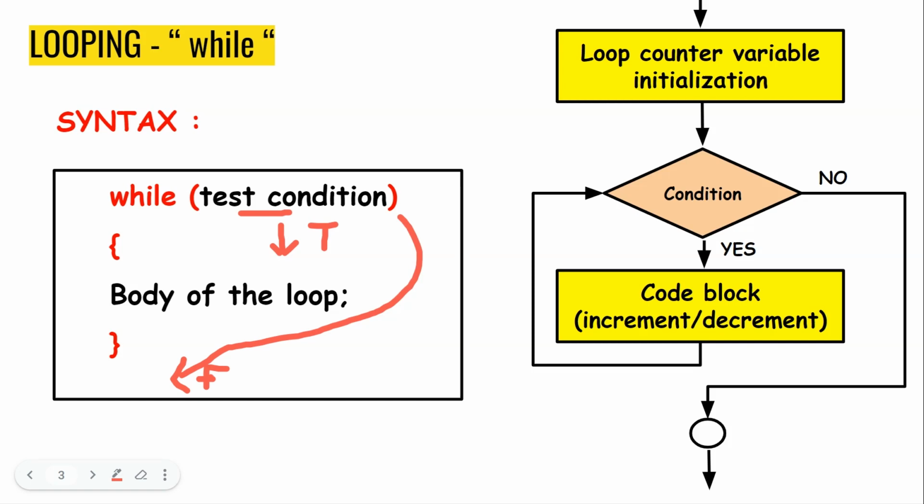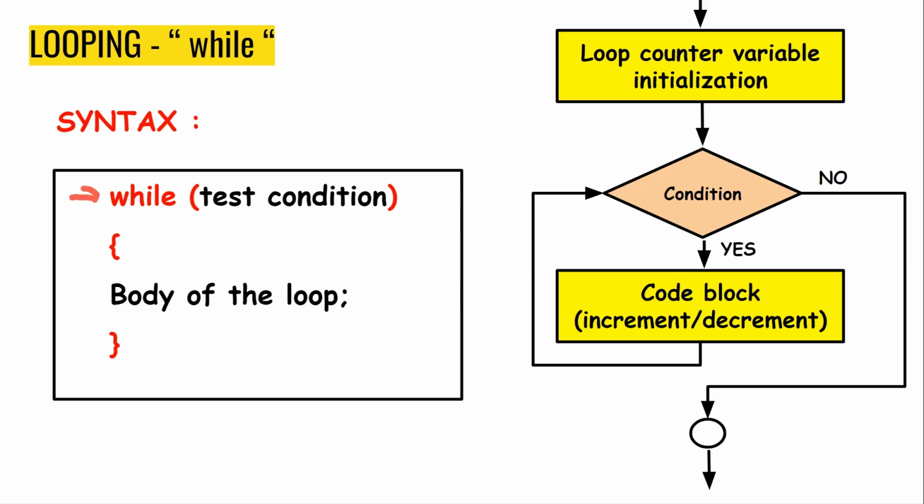If we see the flowchart, we can clearly see we have a test condition which is evaluated, and if it is true, it will go to the code block. Otherwise, it will go to the next statement after the while. Based on the position of this test condition in a loop, the loop can be called an entry control loop or exit control loop. In the while statement, the test condition is present at the entry of the loop. So the condition is checked first, and only if the condition is satisfied, the body of the loop will be executed. So we call the while statement an entry control loop.